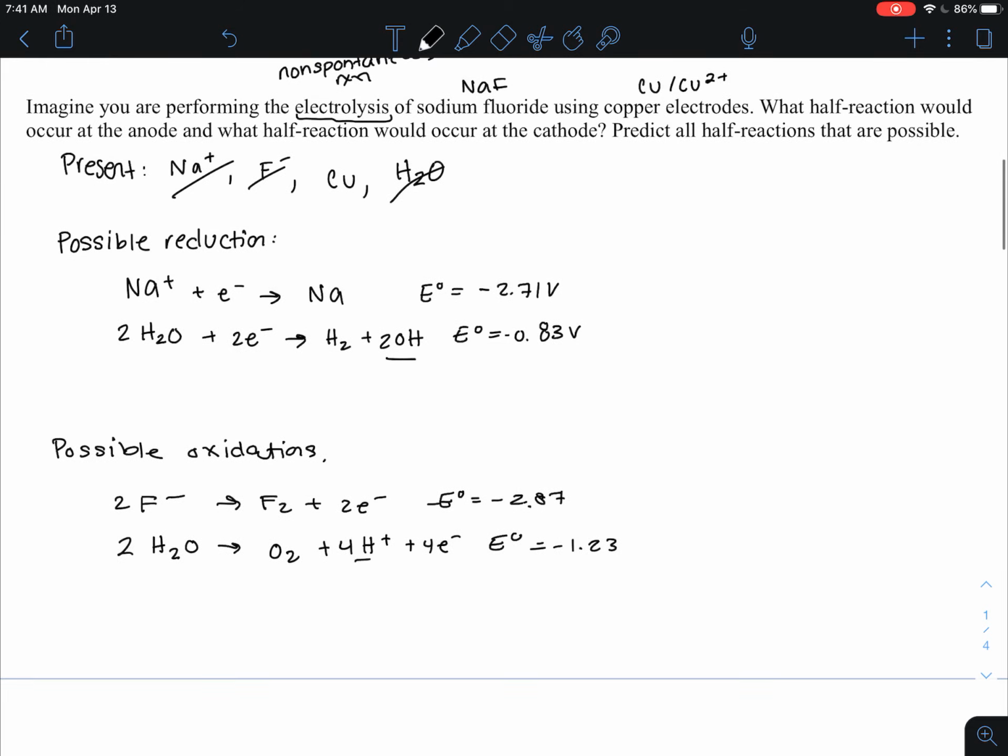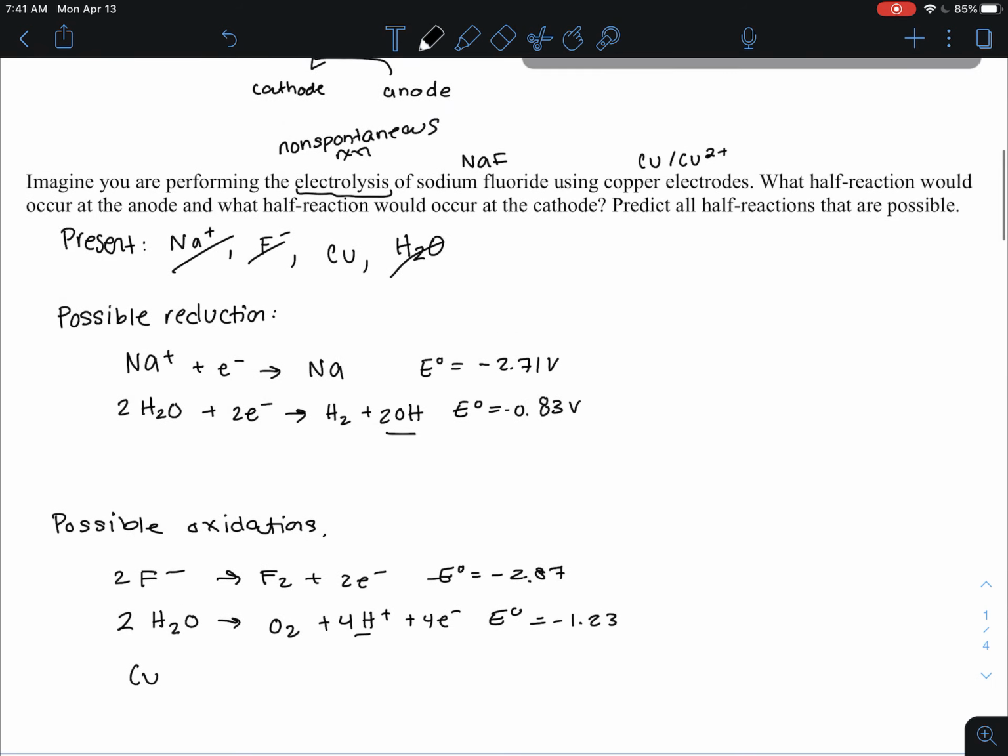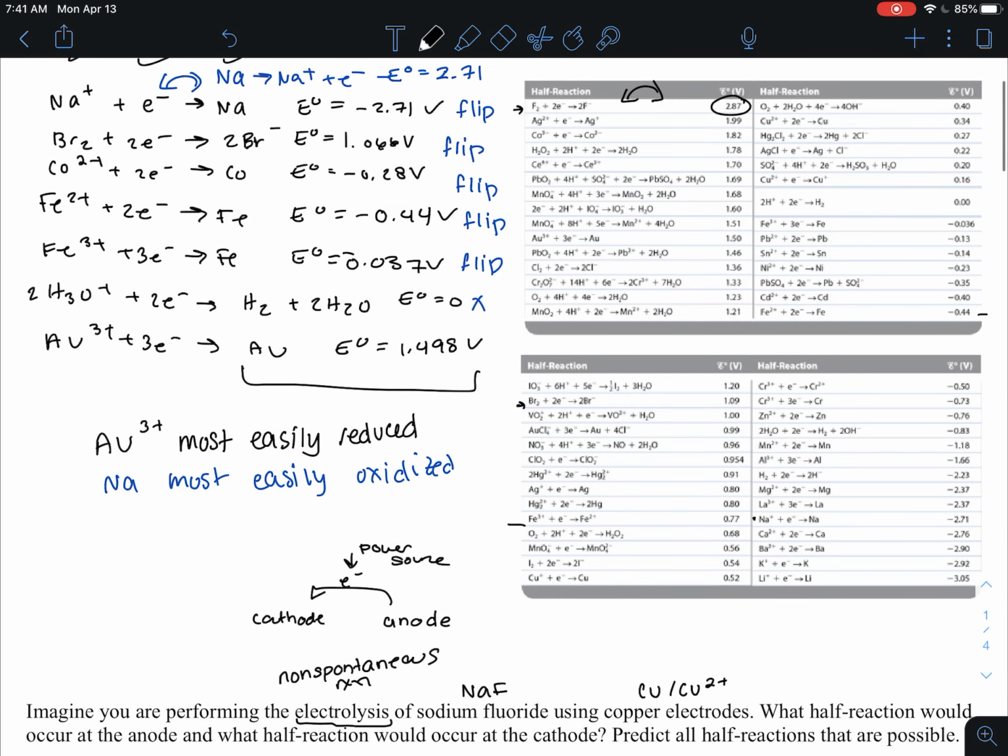Alrighty, so now we have one more left. We have copper. So is copper also going to do both? No. We just have copper, and copper is a metal. Now, because it's acting as an electrode, it's going to act in that way. It's going to act as metal. So metals aren't usually reduced, so then copper is a possible oxidation. So we find what copper would be on the table, and then we would flip that because it's oxidation. And that's copper 1. Do we have copper 2 on this table?